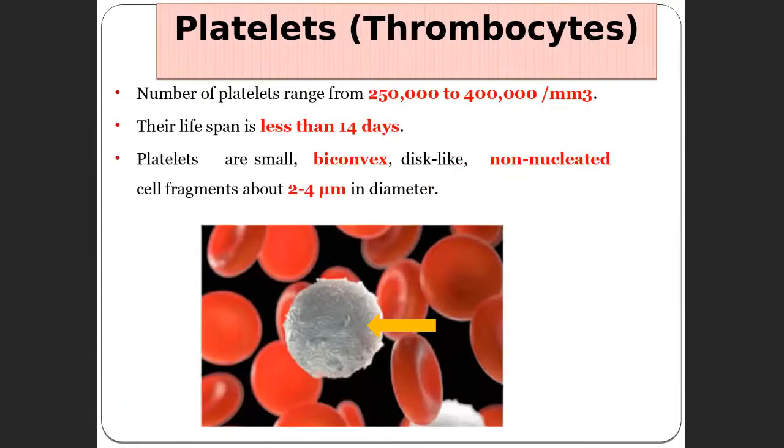Next is thrombocytes. You should know the count, 250,000 to 400,000, and this platelet count can go down very much, especially in certain infections. It goes below 50,000 or below 10,000 in infections like dengue, which is a viral infection caused by mosquitoes, especially daytime mosquitoes. So that is about platelets.